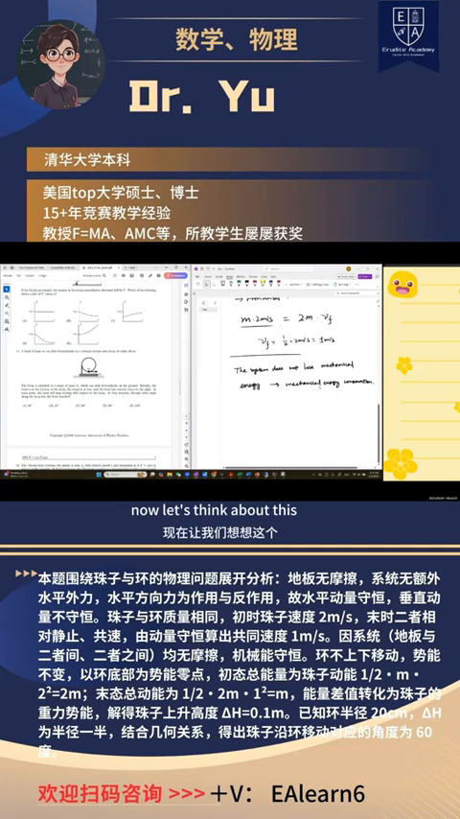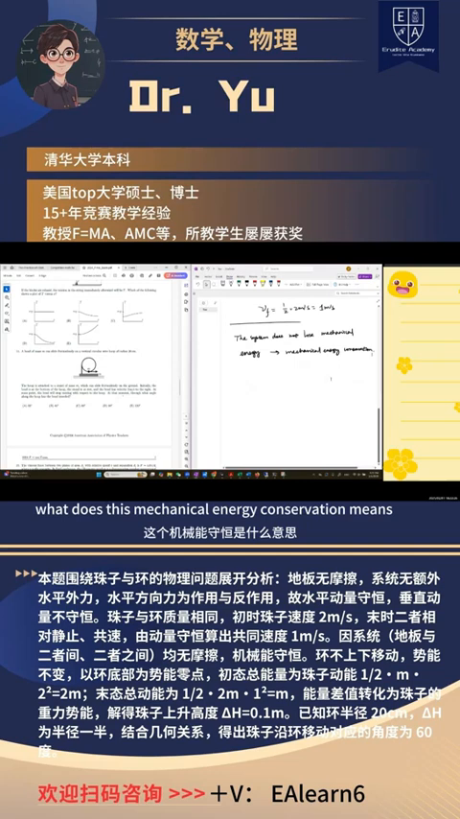Now let's think about this. What does this mechanical energy conservation mean to us? At the very beginning, what is the total energy? One thing I know, the gravitational potential energy of the hoop will never change because the hoop doesn't move up and down. So I'm going to assume the hoop has 0 gravitational potential energy, and for the bead, the bottom of the hoop is 0 gravitational potential energy. That means we only have 1/2 times m times (2 meters per second) squared. That's the total energy of the system initially.